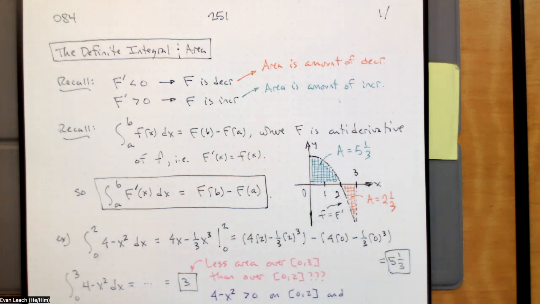When the derivative is positive, the function is increasing, and the area tells you by how much. When the derivative is negative, the function is decreasing, and the area tells you by how much.